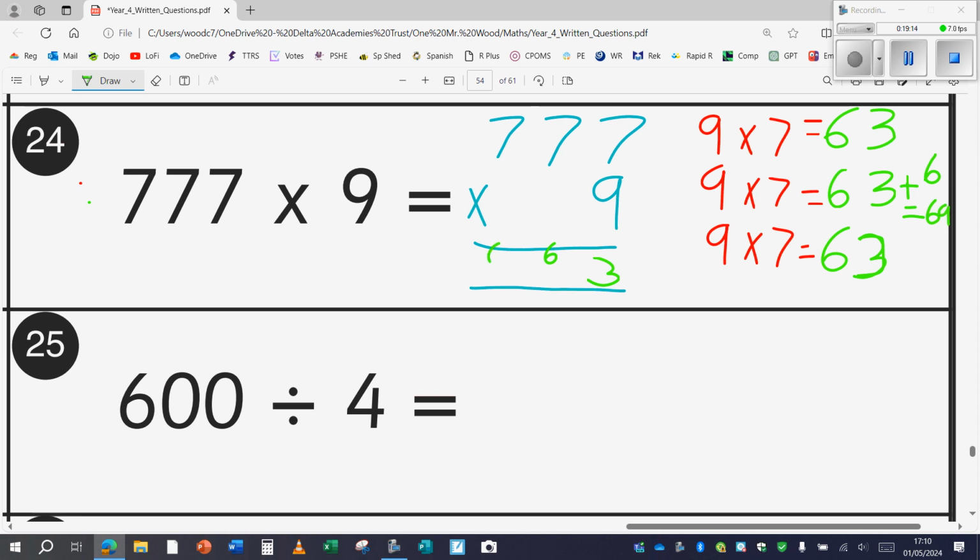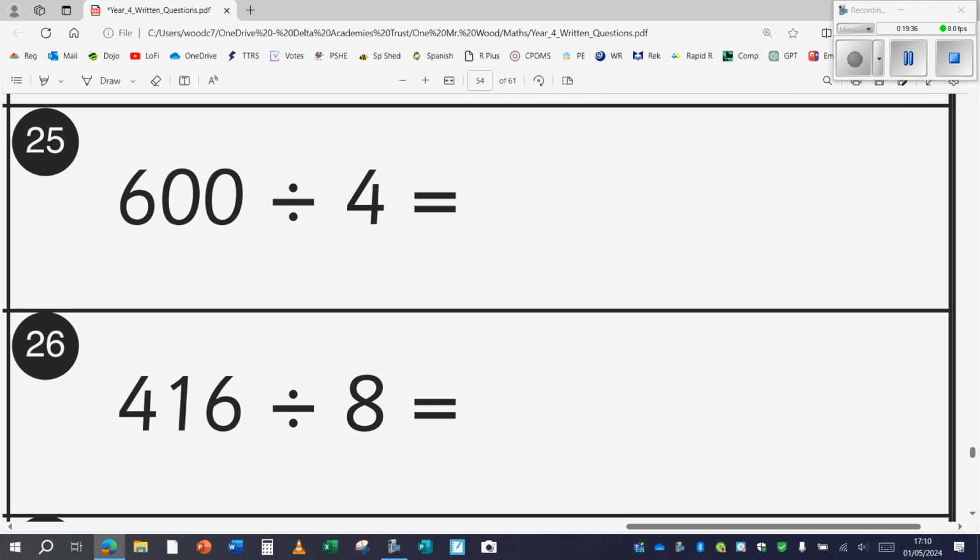And that can be put in the same way. 6 and a 9. Some children like to cross them out to show that they've added them. And the last one is 63 plus 6 again, which again is 69. So my answer there would be 6,993.